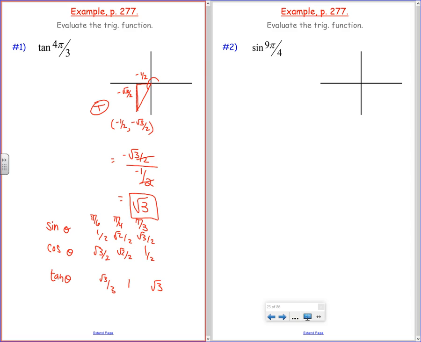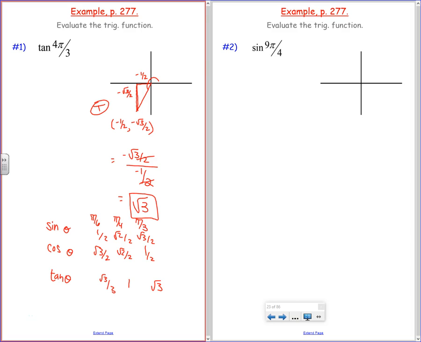Let's use it. 1, 2, 3, 3, 2, 1, all over 2 in the numerator is square root of 3 over 3, 1 square root of 3. Anyway, what's the final answer to the tangent of 4 pi over 3? Square root of 3. Yeah. Positive square root of 3.